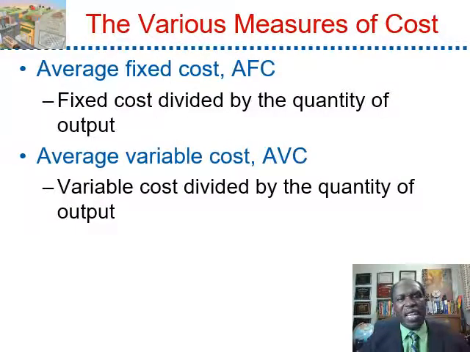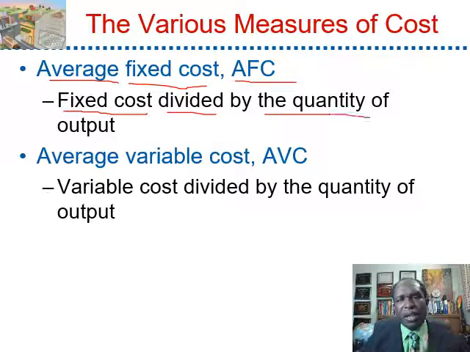Now let's define the average fixed cost, AFC. The average fixed cost is the fixed cost divided by the quantity of output. So, for instance, in the case of Catherine's cookie factory, you take the cost of the factory, which is $30, divided by the quantity of cookies.